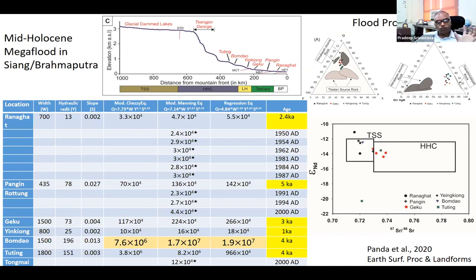And these floods were actually middle Holocene floods. When the Indus was depleting, these floods were of the mega flood category. And you can see that order of magnitude difference in the flood deposits.